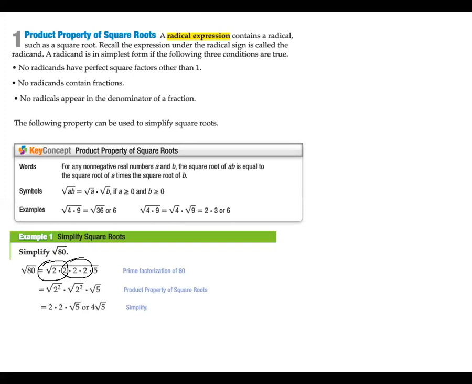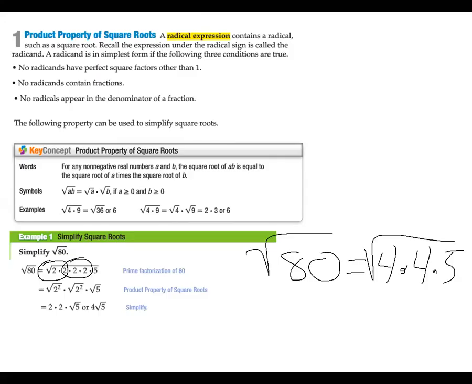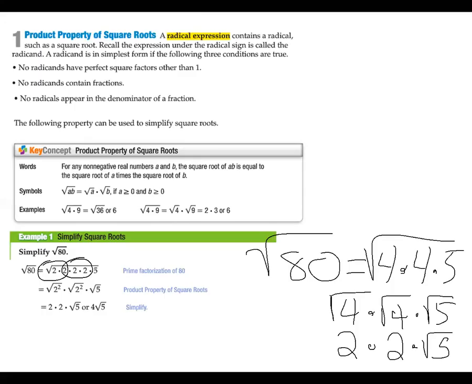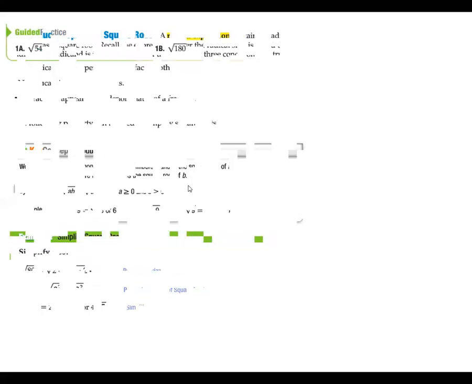Okay, so you could think of 80 as 4 times 4 times 5. And if it's under the square root, then you could think of that as the square root of 4 times the square root of 4 times the square root of 5. This square root of 4 becomes a 2, that square root of 4 becomes a 2, and that square root of 5 stays square root of 5. And then 2 times 2 is 4, and that's how they got there. Okay? All right, here's a couple for you to try. Go ahead and pause the video.